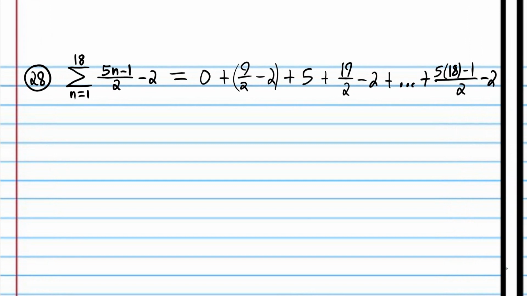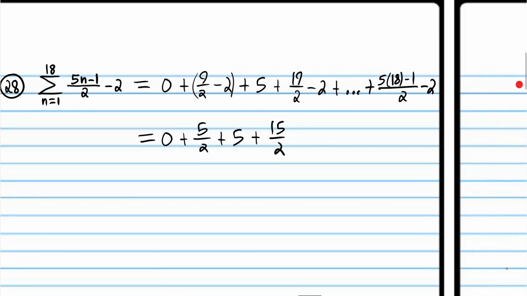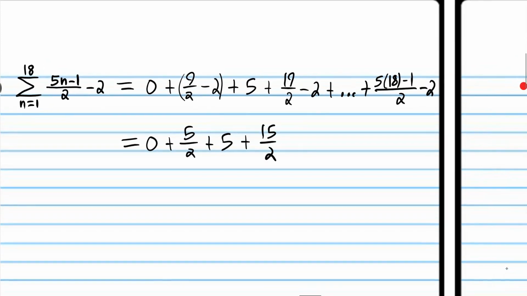So again, it's kind of difficult to see exactly what's happening here. So let's simplify a little bit. We have 5/2, and then 5, and then 15/2, and so on and so forth. So the last term would be 89 over 2 minus 2.